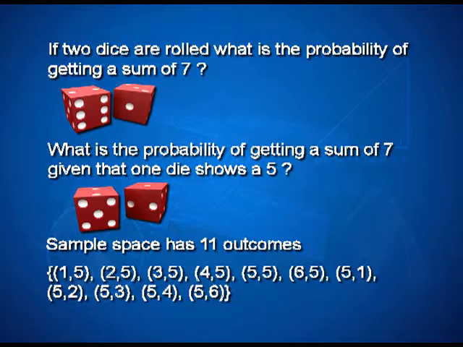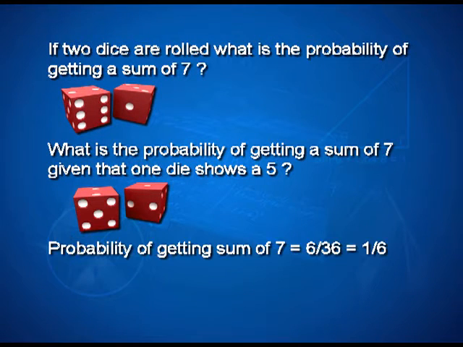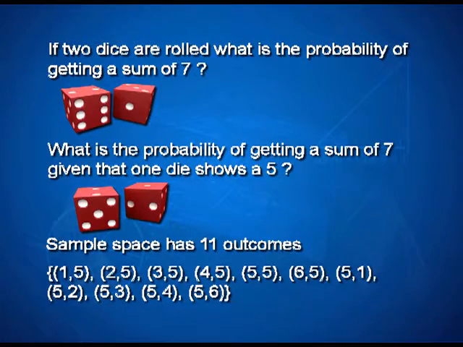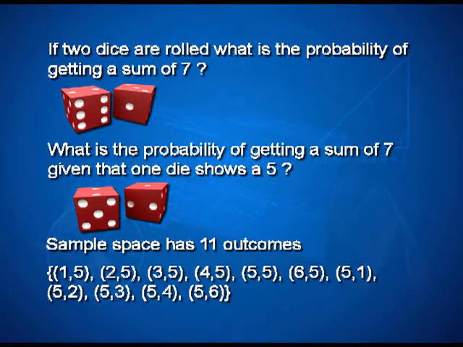So, if I want to talk about the probability, then in the first case, the probability of getting a sum of 7 is 6 by 36, that's the same as 1 by 6. Whereas in the second case, the probability of getting a sum of 7, given that one die shows a 5, reduces to 2 by 11. So, now instead of a sample space of 36, our sample space has shrunk to 11 outcomes, and out of those 11, there are 2 favorable for getting a sum of 7. And this is what we are going to be talking about as conditional probability.